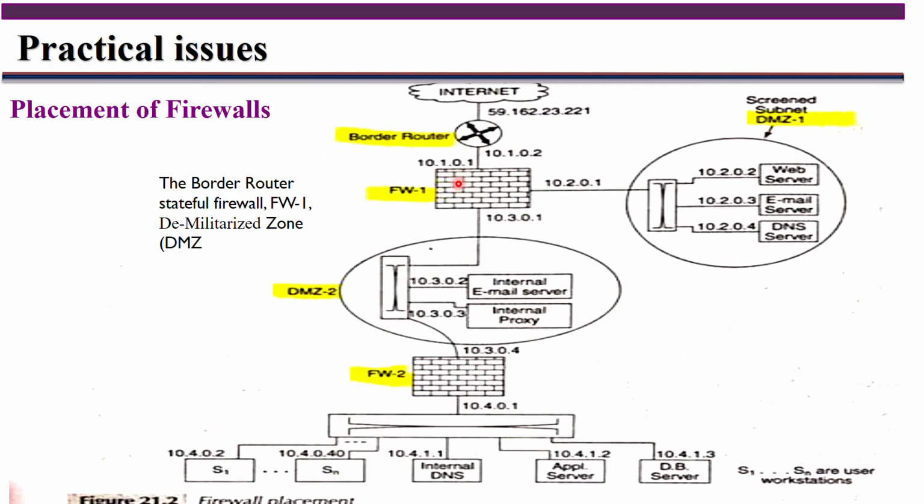From firewall 1 there are three interfaces. One receives the packets from the border router, and it transfers that packet to the other two interfaces: demilitarized zone 2 and demilitarized zone 1. What is a demilitarized zone? Here you have some internal servers, and these servers have the authority to communicate with the internal connected, secured machines. This we call a screened subnet. This is demilitarized zone 1.